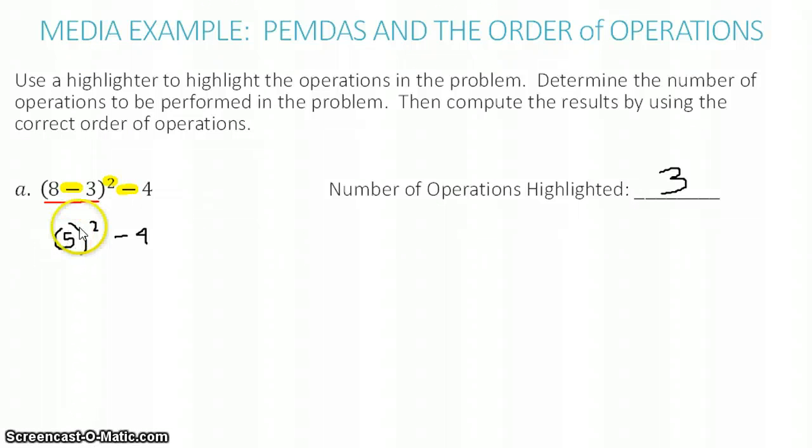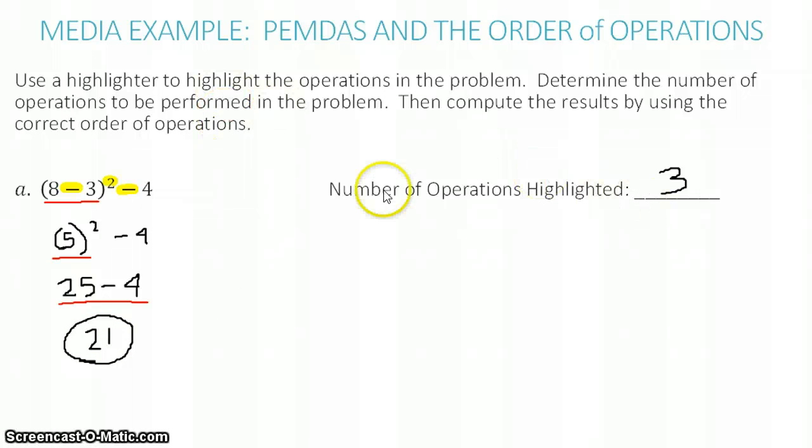So here we have 5 squared, or 2 factors of 5, and that's the exponent, so we need to do that next. And 5 squared, or 2 factors of 5, is 25. So we have 25 minus 4. And now our last step is to subtract, and 25 minus 4 is 21. Let's check that we did our 3 operations: subtraction in parentheses, then the exponent, then the remaining subtraction. That's 3 operations with the result of 21. Let's look at the next one.